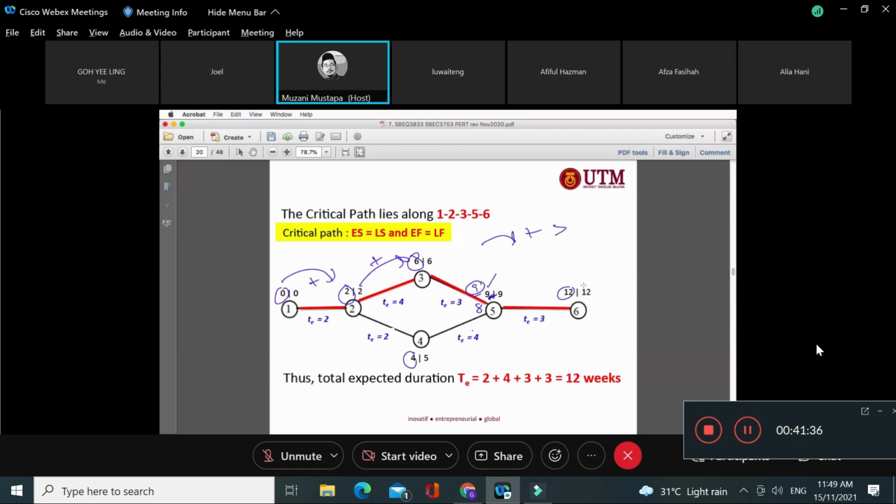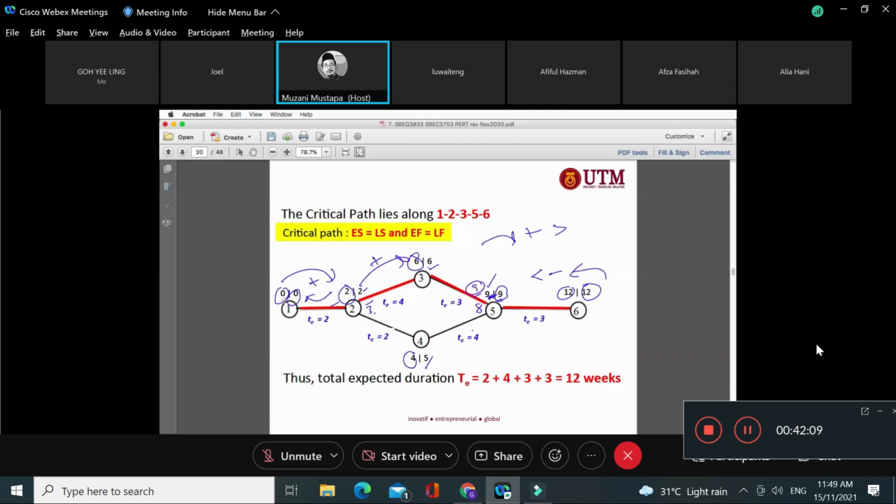So once done, we do a backward pass. 12 minus 3 is 9. So 9 minus 3, 6. 9 minus 4 is 5. 6 minus 4, 2. Okay, 2. But now 5 minus 2 is 3. So we have 2 and 3, but in the backward pass, we use the smaller number. So between 2 and 3, we use 2. So 2 minus 2, backward pass, 0. So we complete that one.